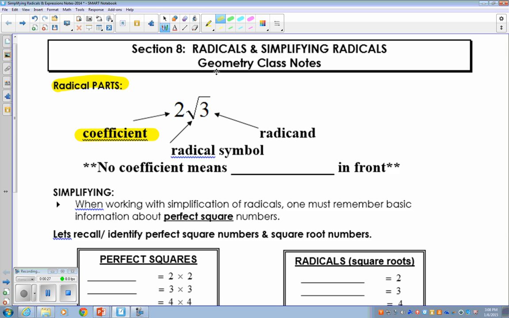So the number on the outside, or in front of the radical symbol, is the coefficient. You should already know the radical symbol. I'm not really going to stress that. This is not important.